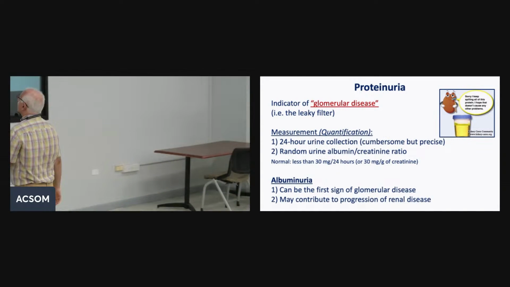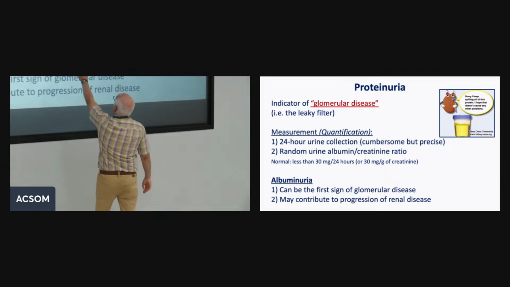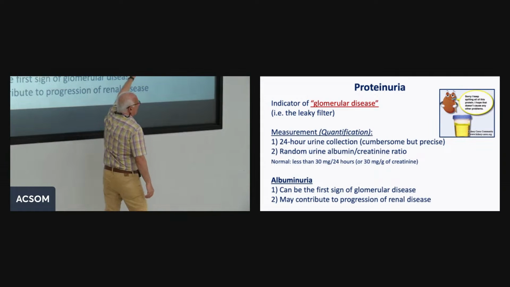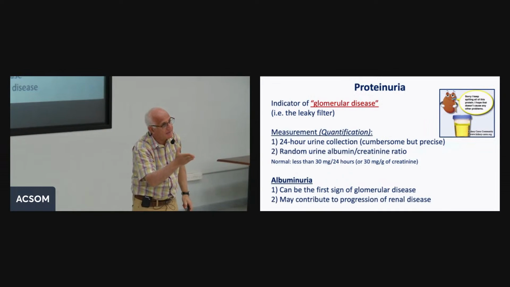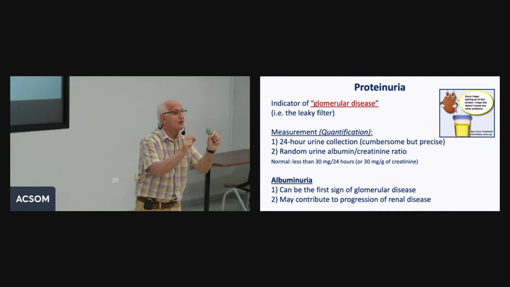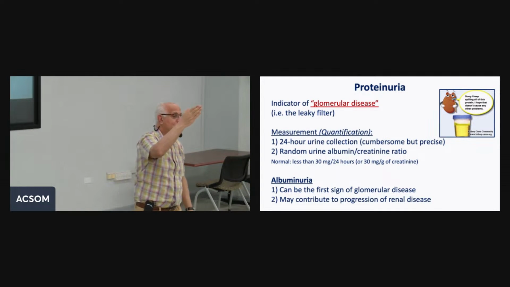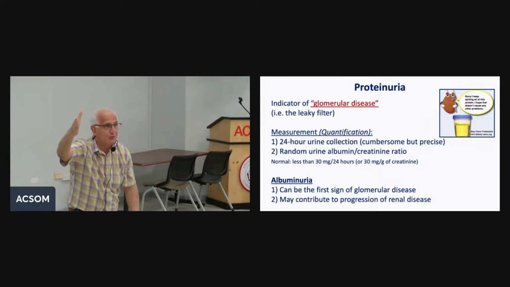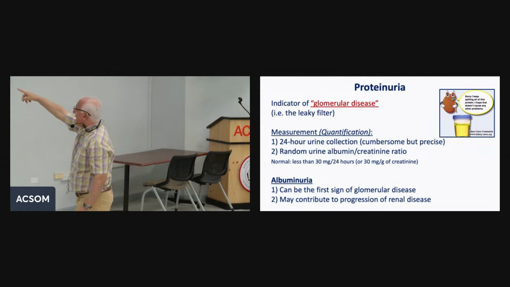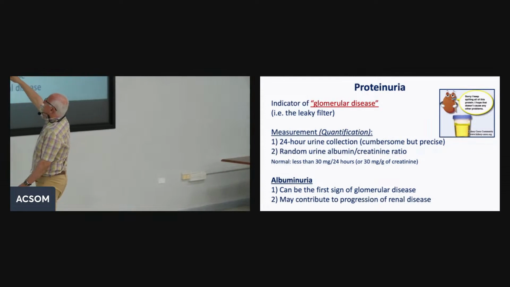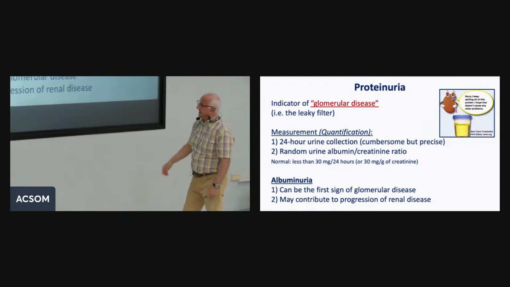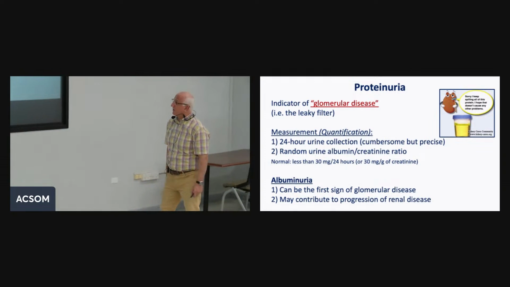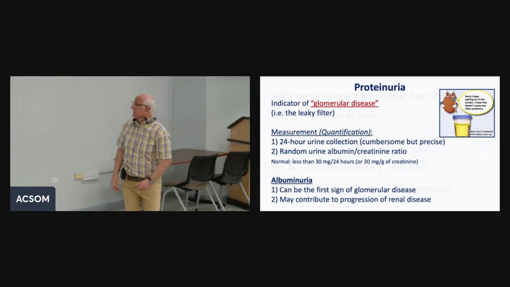30 milligrams per 24 hours or 30 milligrams per gram of creatinine, meaning that if you do 24 hours, it should be less than 30 milligrams. If you go spot urine, just random urine, it should be random urine albumin to random urine creatinine. The ratio should be less than 30 milligrams of albumin per 1 gram of creatinine. So albuminuria can be the first sign of glomerular disease and may contribute to progression of renal disease.